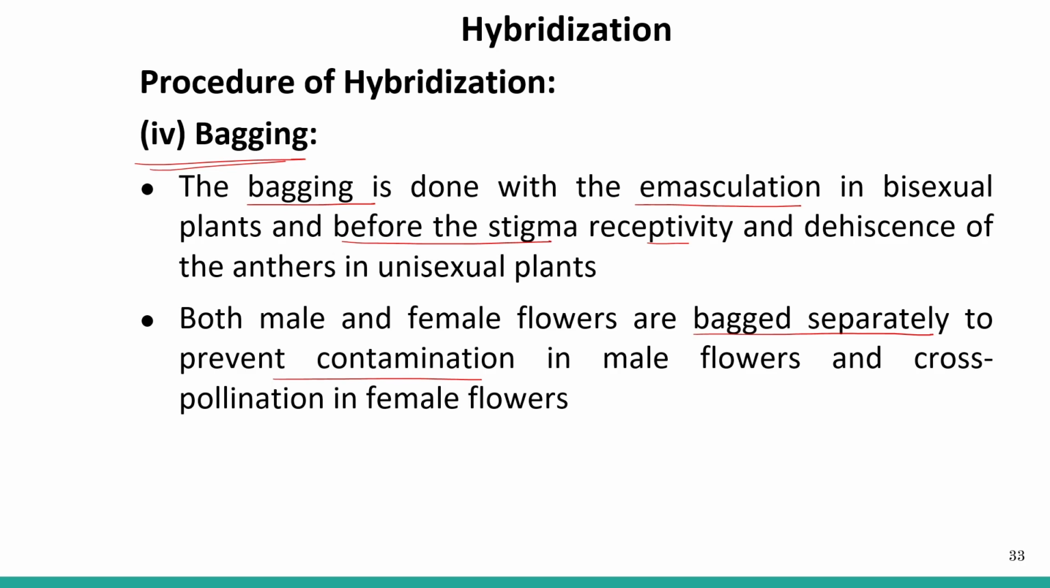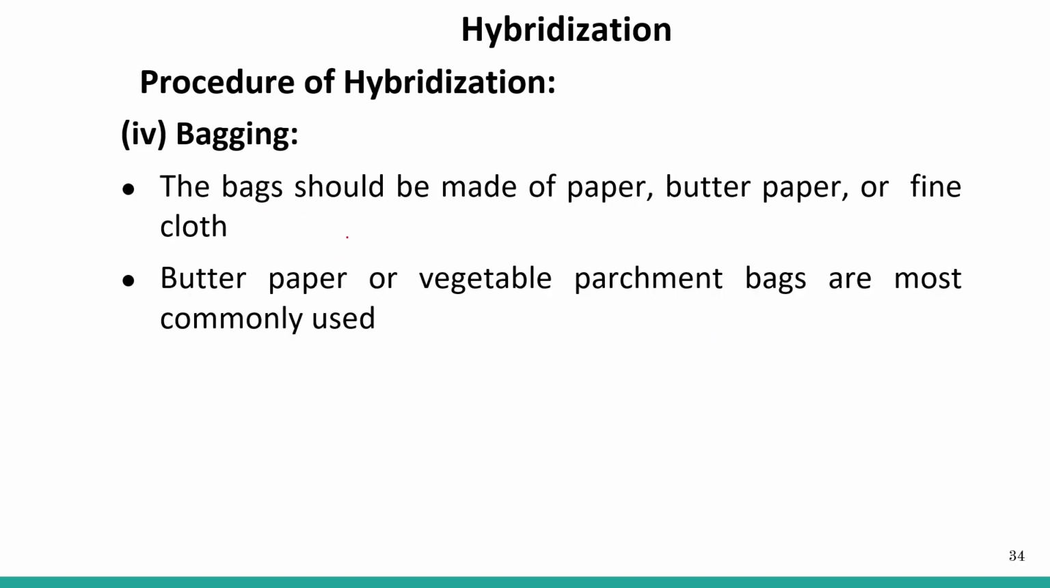So the emasculated flower should be covered with the help of a polythene bag or cotton cloth. This prevents contamination in male flowers and cross pollination in the female flowers. The bag should be made of paper, butter paper, or sometimes fine cloth. Butter paper or vegetable parchment bags are most commonly used in this method.